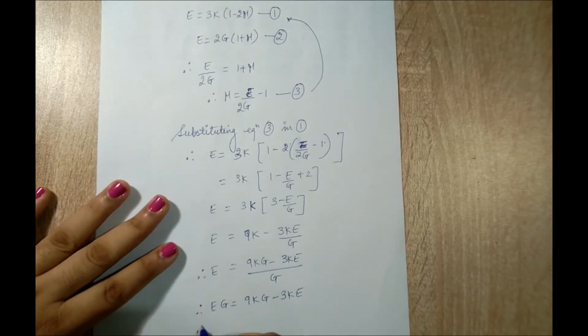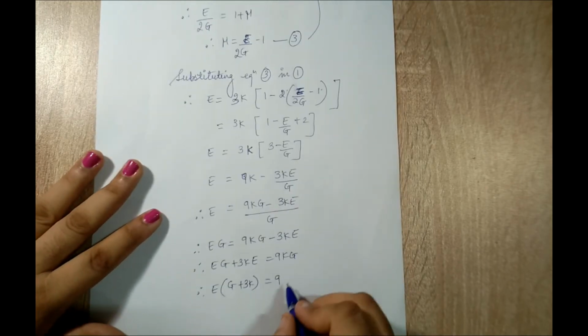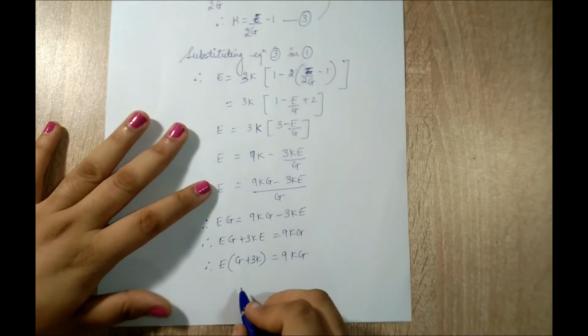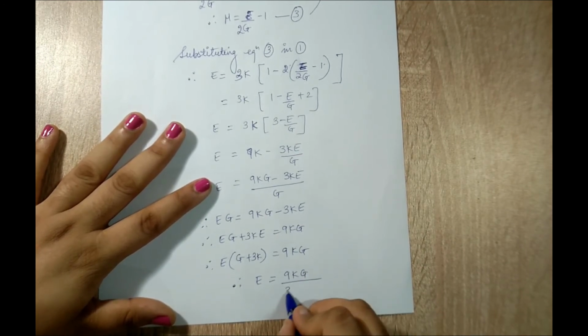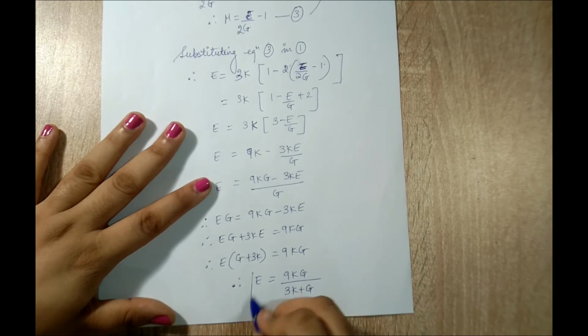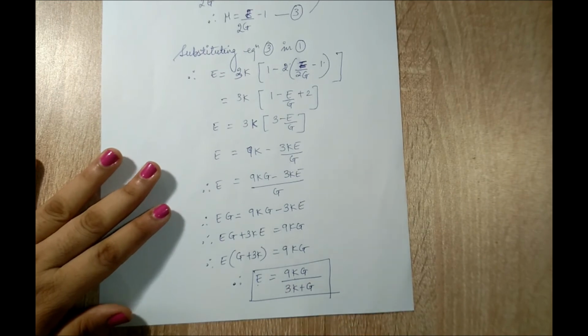Now here if I take the E terms together, I get Eg plus 3kE is equal to 9kG. So here if I take E term common, I get E(G plus 3k) is equal to 9kG, and when I have to write E on one side and the rest of the terms on the other side, I get E is equal to 9kG upon 3k plus G. So this is the relation between the three elastic constants E, K and G.